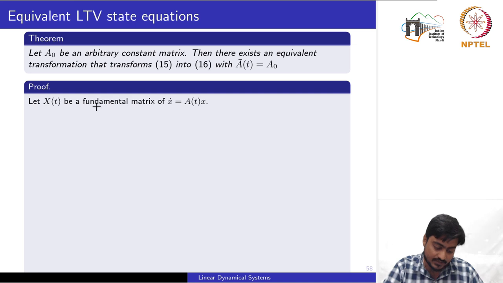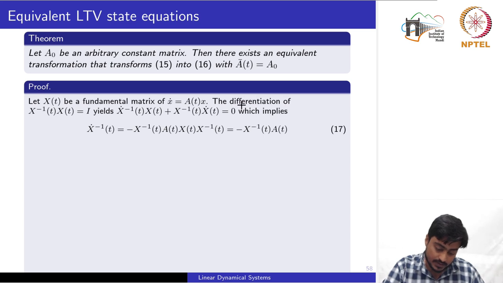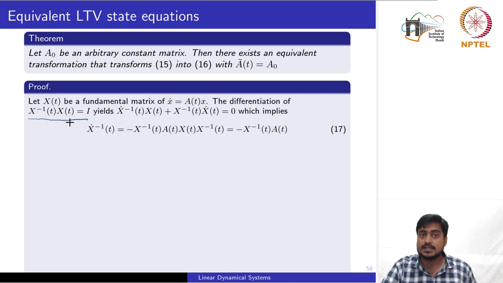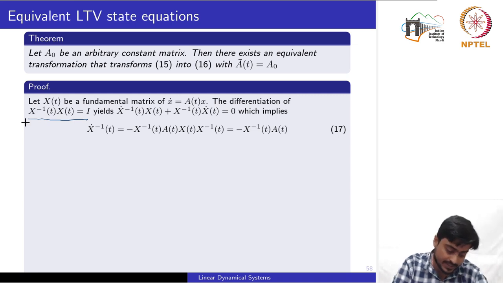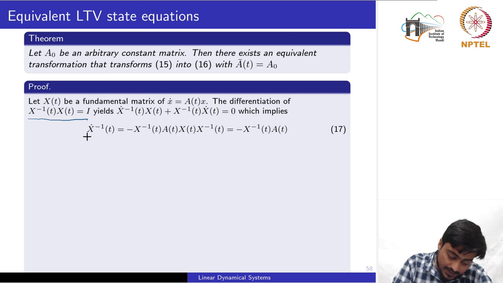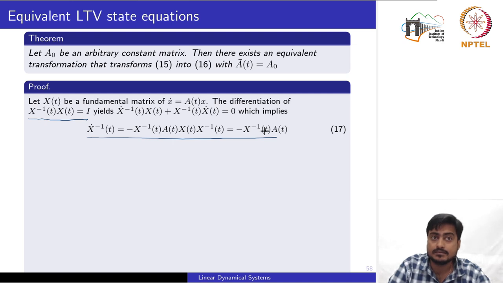So first of all, let X(t) be a fundamental matrix of x dot equal to A(t) into x. Now if I take the derivative of this part, I know that the X matrix is a non-singular matrix, so this X inverse into X satisfies this I. If I take the derivative on both sides, I would have the X inverse derivative into X plus X inverse into X dot is equal to 0, right? Which implies that I can express the X inverse derivative by this part, and finally minus X inverse into A. Okay.